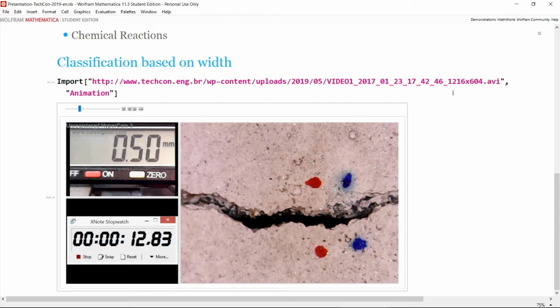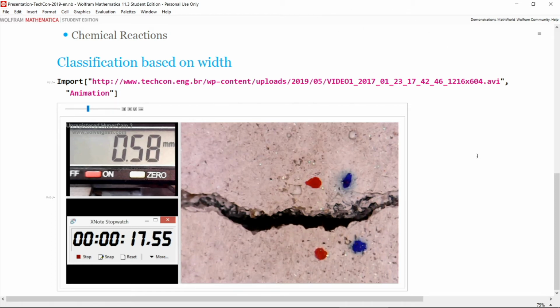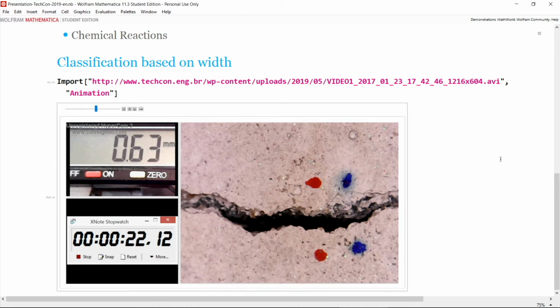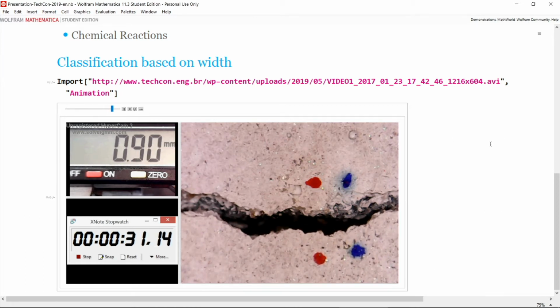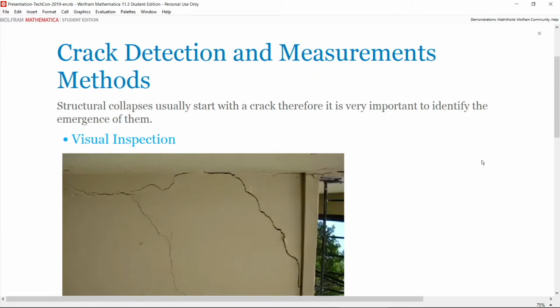Here we can see a little spoiler of our research. So the first step to protect the structure is to identify the crack, and after, we monitor the development to know if it's established or not.